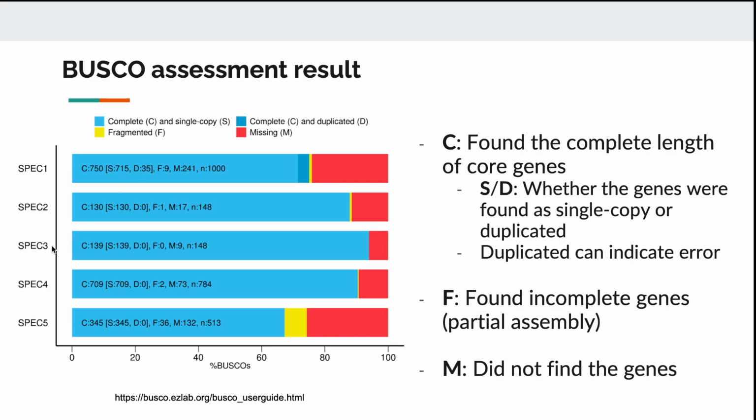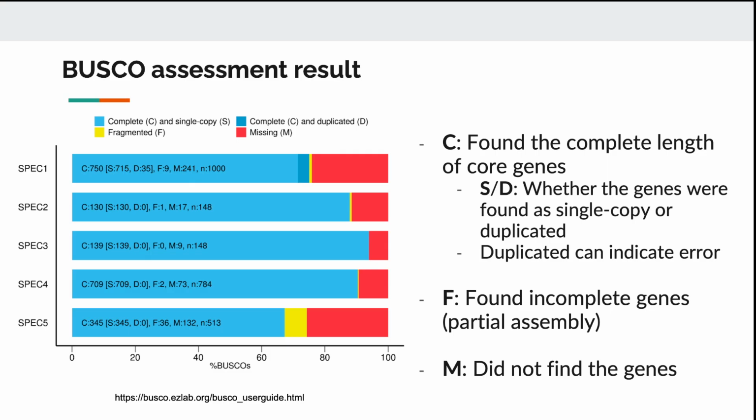For sample 3, this looks very good. There's only 148 genes that are related probably to this taxonomic group, but most of them are found as complete. No fragmented, only 9 missing. And all that are found as complete are single copy. So this is a good sign that your assembly might be very near complete.